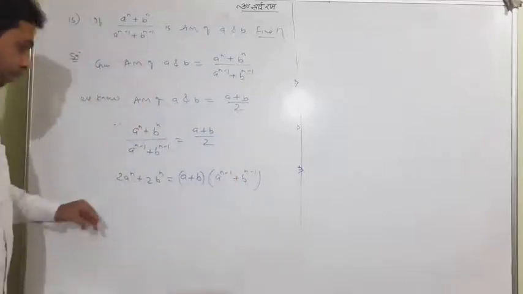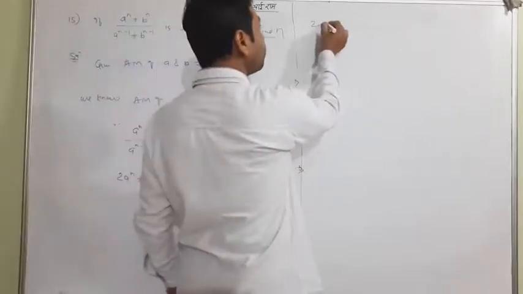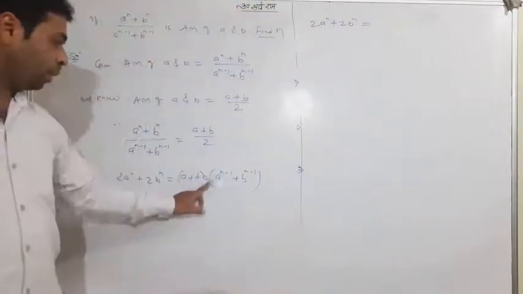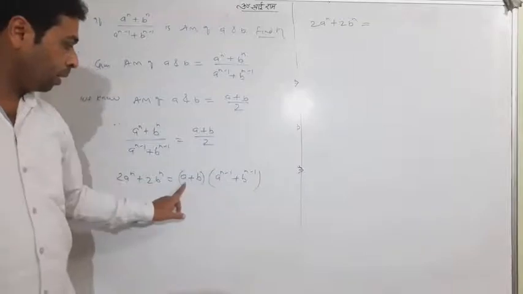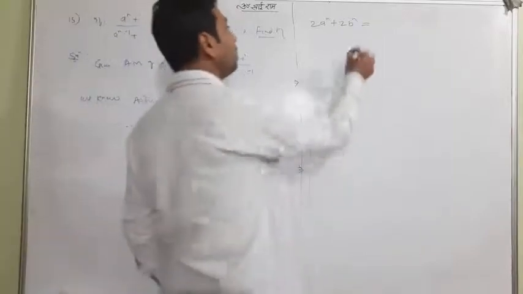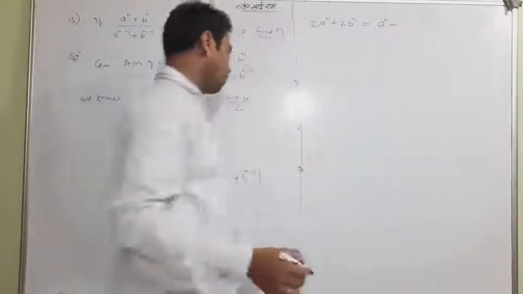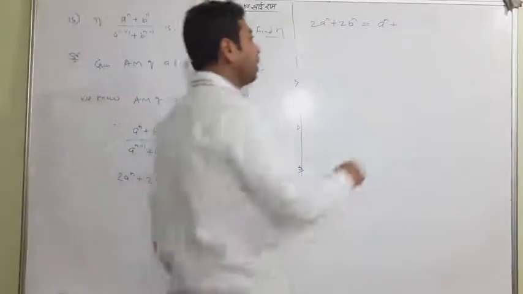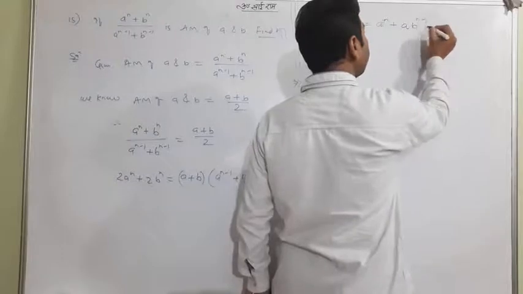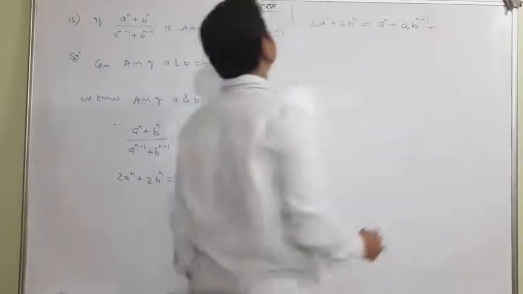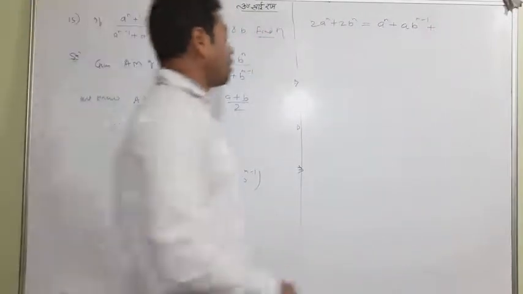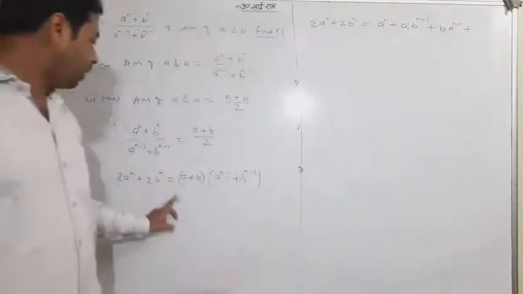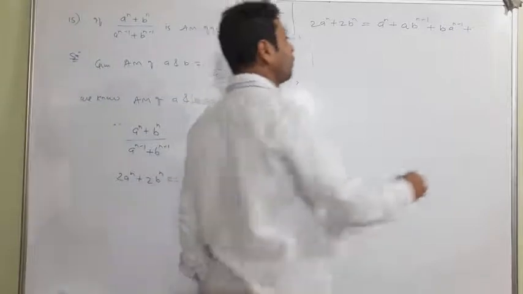Now try to understand. 2a^n plus 2b^n equal to multiplying a with the whole term. A into a to the power n minus 1 meaning a to the power n, you know, powers will add. A into b to the power n minus 1 will be the same. B into a to the power n minus 1, again the same. And b into b to the power n minus 1 will be b to the power n.